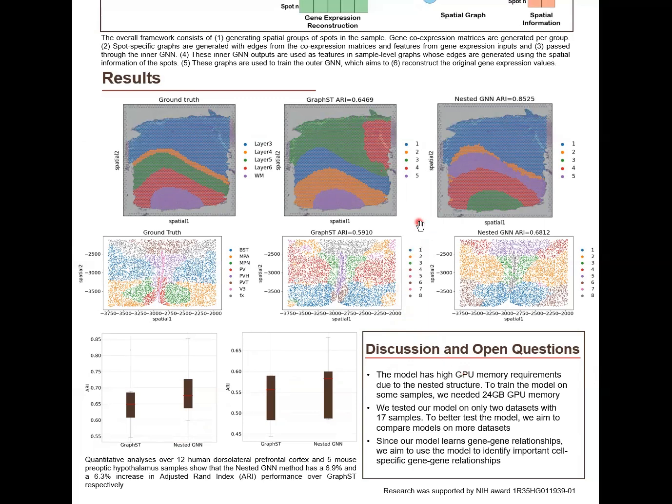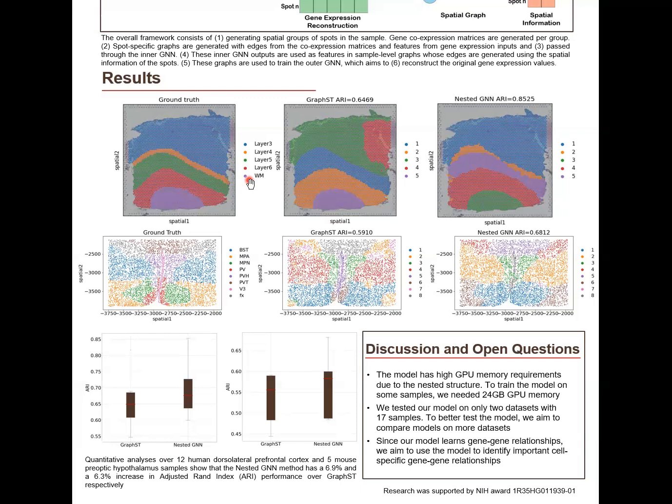For instance, a few of the samples in the human dorsolateral prefrontal cortex dataset required 24 GB GPU memory to train. This can be offset by reducing the number of edges in the data, but that could lead to a drop in performance. Secondly, we've only tested our model on 2 datasets. We'd like to prove its generalizability by testing our model on other datasets as well.